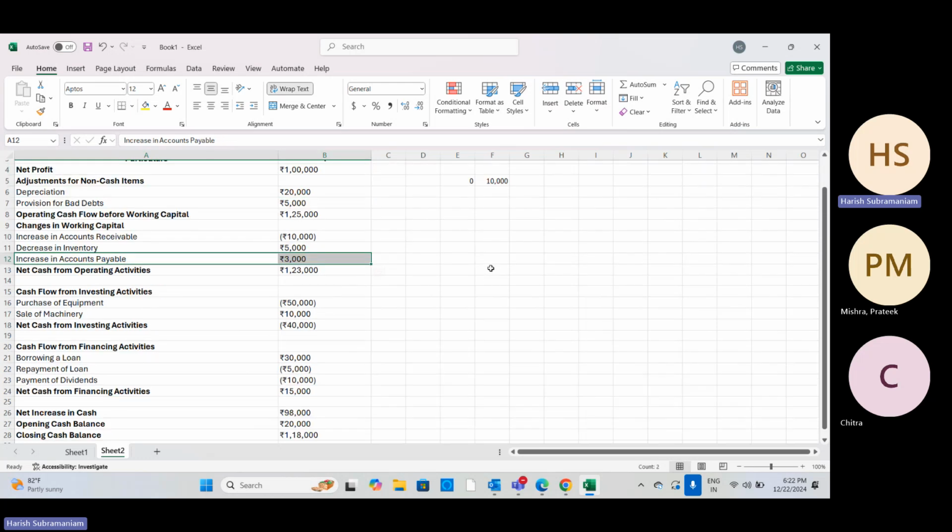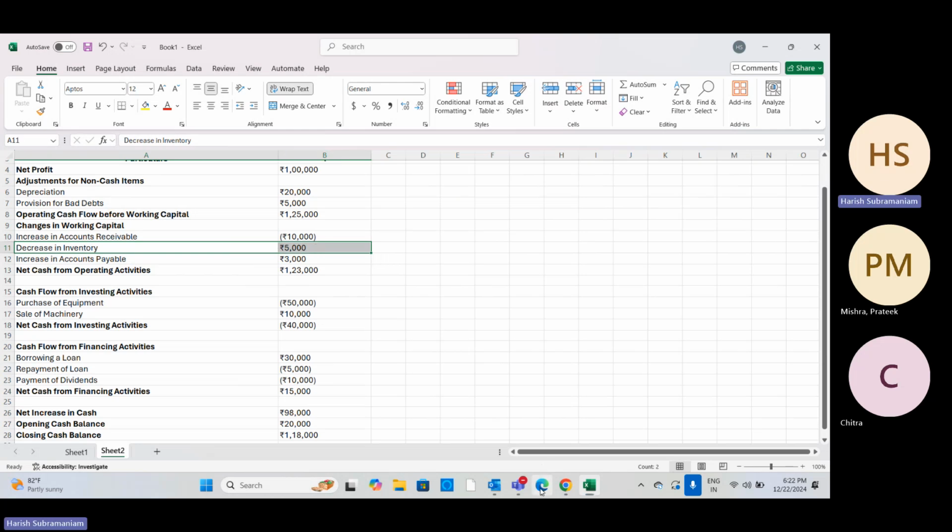Similarly, we have accounts payable. Accounts payable is the exact opposite, right? I have availed a service, but I have not yet paid for it. So when I am yet to pay for it, I have the cash with me. So accounts payable is basically behaving a little bit opposite. So here, if there is an increase, it is negative. Here, if there is an increase, it is positive.